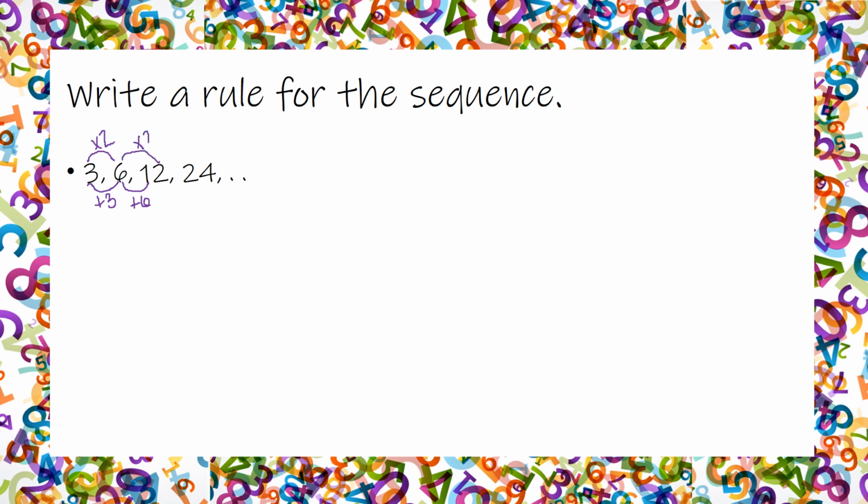So if we're doing 3 plus 3, that also means 3 times 2. 6 times 2 gives me 12. 12 times 2 gives me 24. So on this one, the 3 is our first term in the sequence. So our first term is 3. Second term is 6. Third term is 12. Fourth term is 24, and so on.